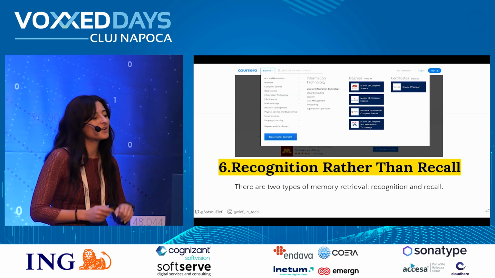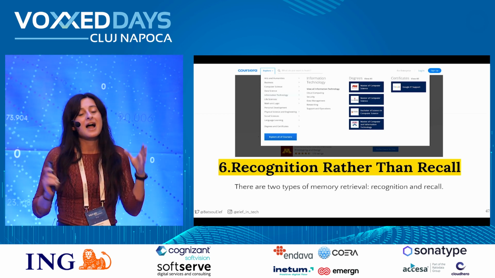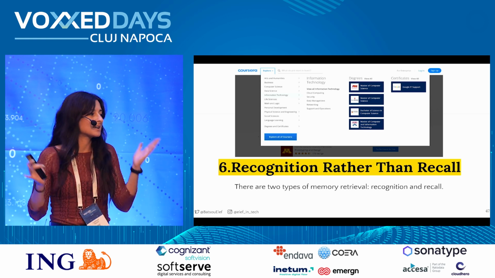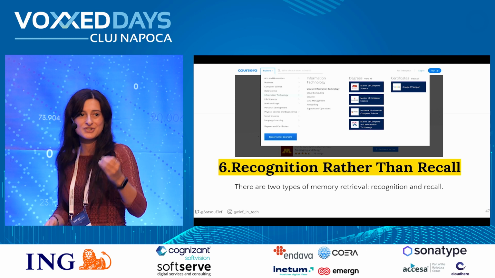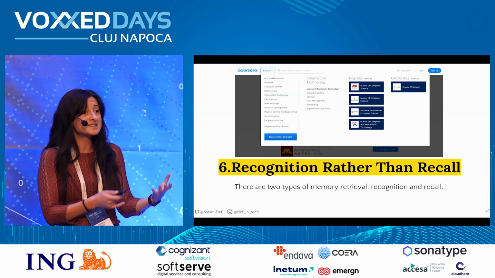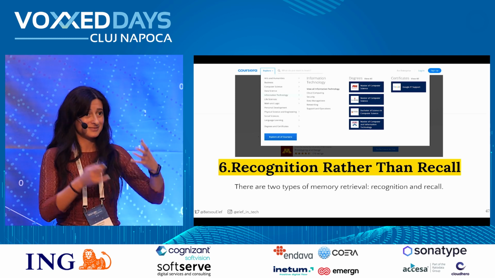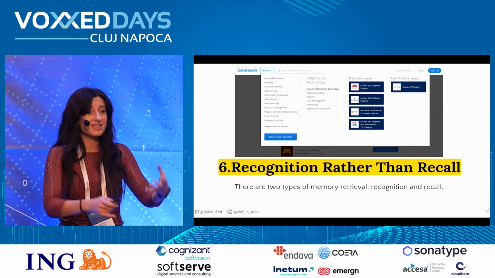We also have recognition rather than recall. Our memory has 2 types, recognition and recall. We obviously always want recognition. And recognition is when we see something and we can easily recognize it and then move on.